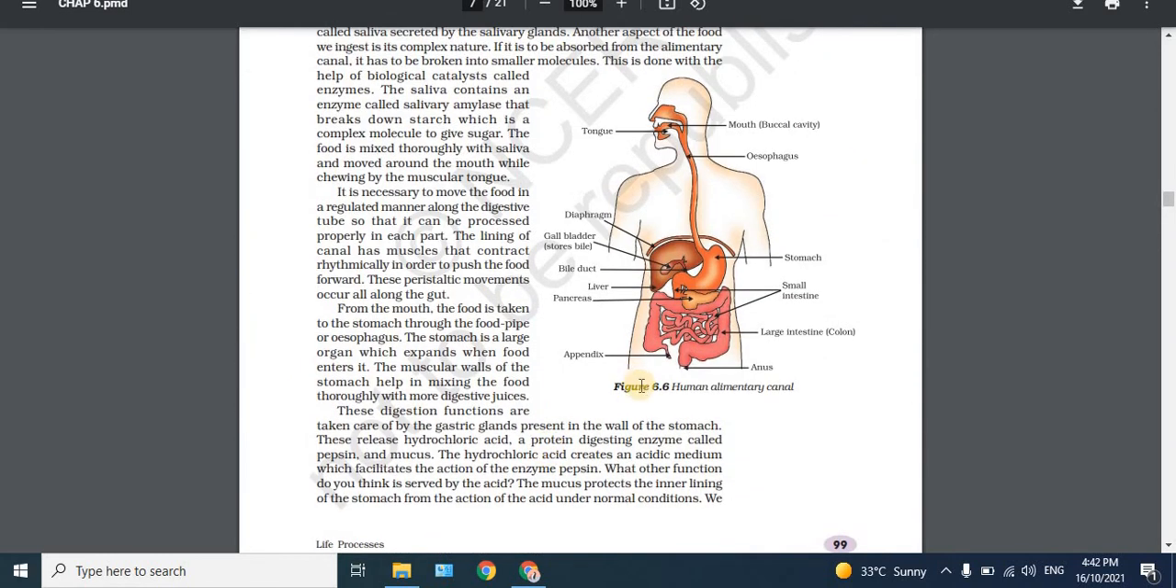Here in figure 6.6, the human alimentary canal: tongue, mouth, the buccal cavity, esophagus, stomach, diaphragm, gallbladder, stores bile, bile duct, liver, pancreas, small intestine, large intestine, colon, appendix, anus.